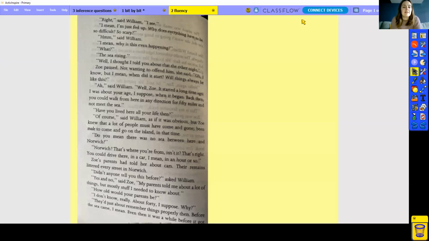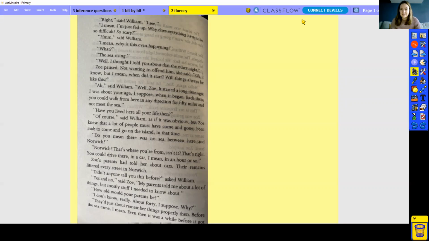Of course, said William, as if it was obvious, but Zoe knew that a lot of people must have come and gone, been made to come and go on the island in that time. Do you mean there was no sea between here and Norwich? Norwich? That's where you're from, isn't it? That's right. You could drive there, in a car, I mean, in an hour or so. Zoe's parents had told her about cars. Their remains littered every street in Norwich. Didn't anyone tell you this before? Asked William. Yes and no, said Zoe. My parents told me about a lot of things, but mostly stuff I need to know about. How old would your parents be? I don't know, really. About 40, I suppose. Why? They just about remember things properly then, before the sea came, I mean. Even then, it was a while before things got really bad.